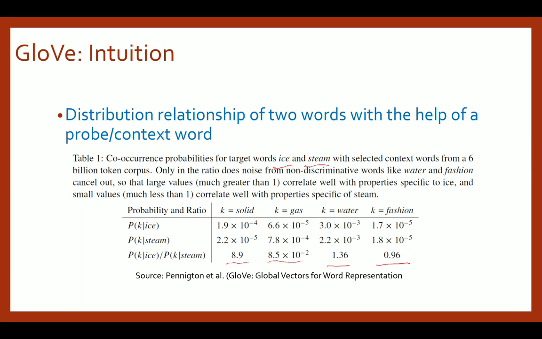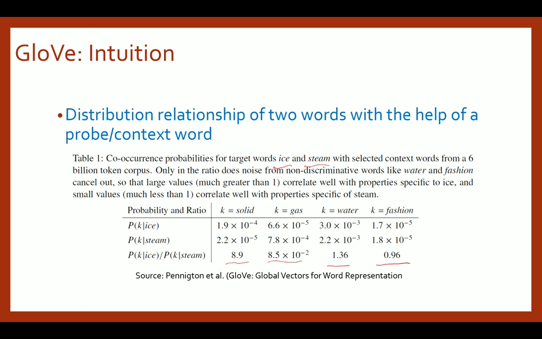So now if you see the word water and the word fashion. Water is related to both ice and steam, and that is why this probability ratio is close to 1. At the same time, fashion is neither related to ice nor related to steam, and that is why again this ratio is equal to 1, or very close to 1.